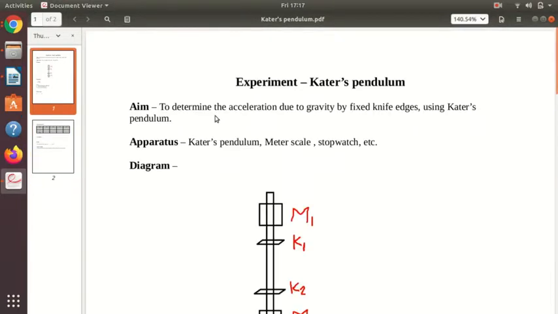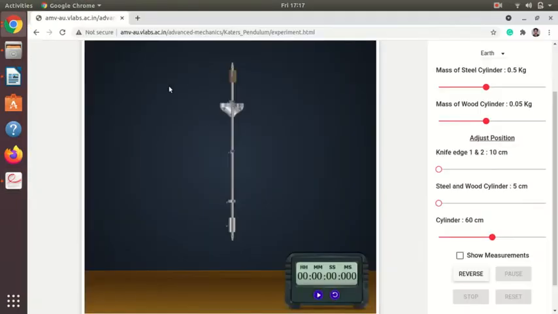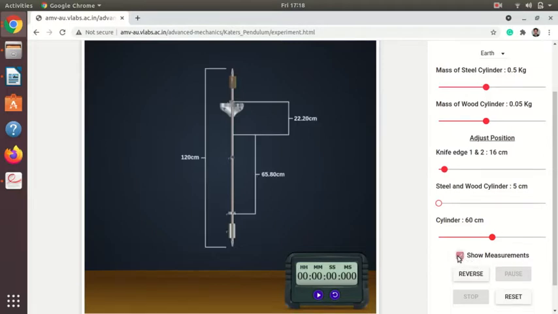So now we will go to the simulation. Here is the simulation by Willingdon. Here you can adjust the mass of the steel cylinder and wooden cylinder, but we don't need to do that. You can keep this as it is. You can change the position of the knife edges, and accordingly the distances will change. Here there is a knob for show measurement. You can click on that so that you can measure these distances.